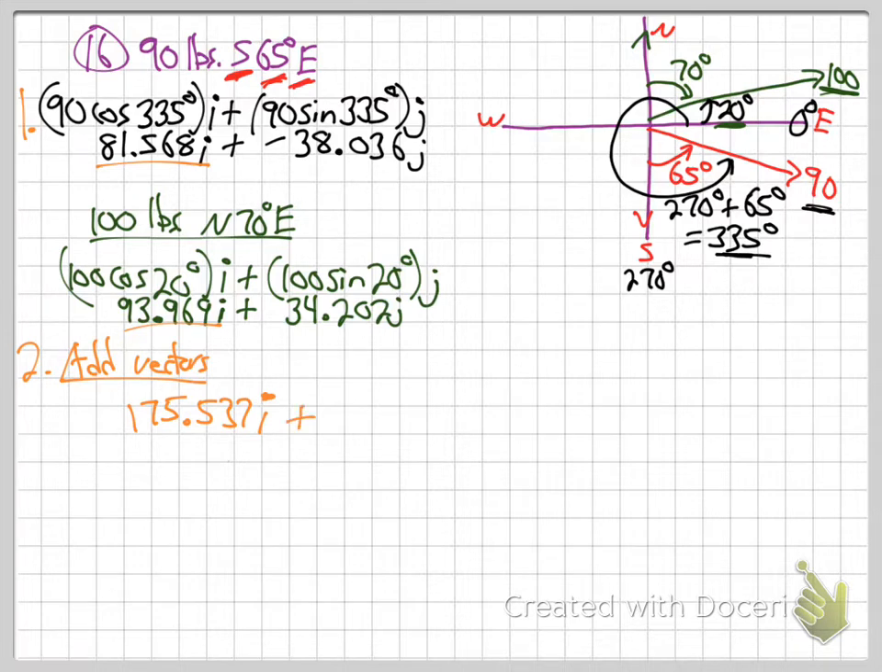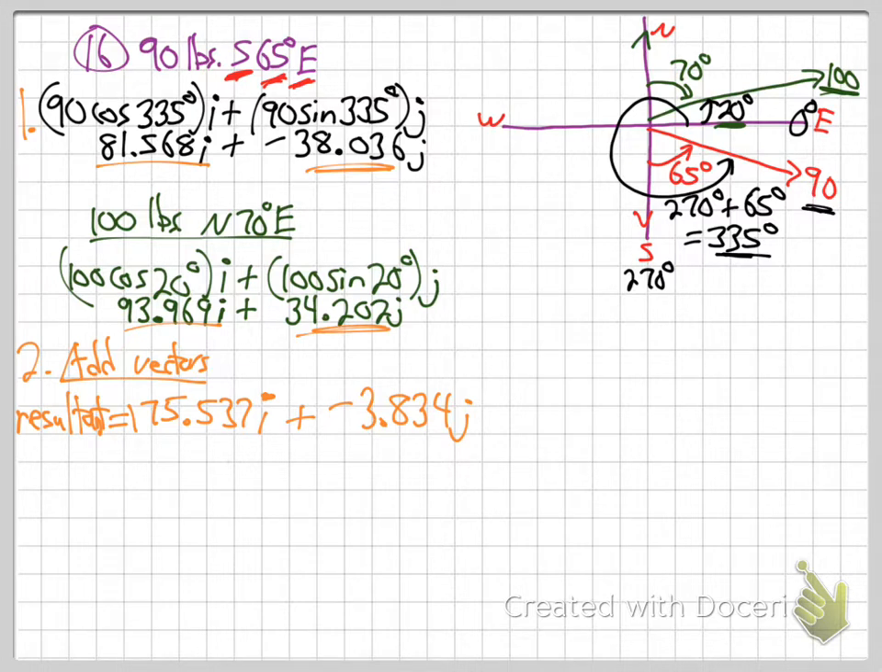Plus, then add this and this. One of them's negative, 38.036 plus 34.202. I'm getting negative 3.834 j. So that's what we call the resultant vector, the result of those two.